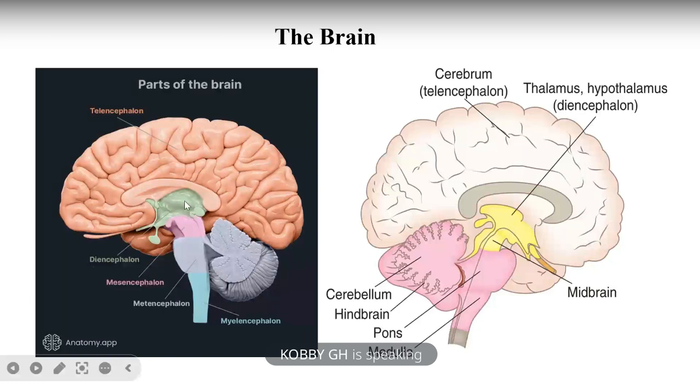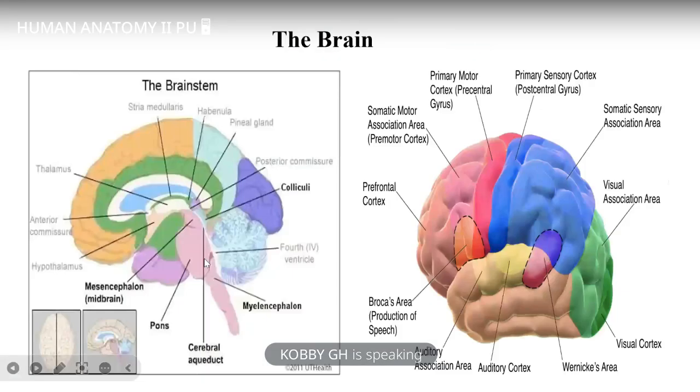Then we have the diencephalon. The midbrain is also here. We have the pons, and then we have the medulla. The medulla is also called the myelencephalon. The pons you can also call the metencephalon. It's the same as the previous diagram, just that you have to know the midbrain is also called the mesencephalon.